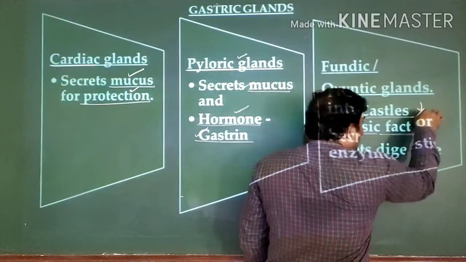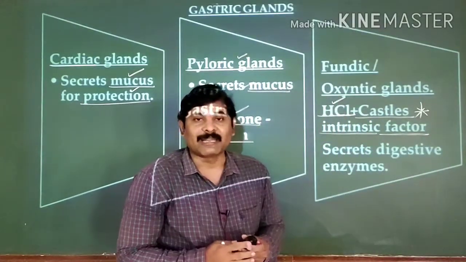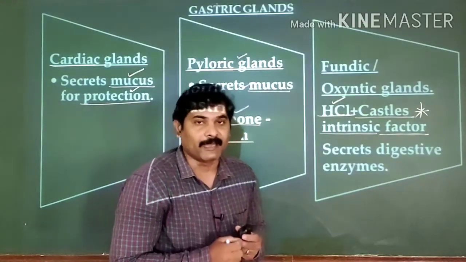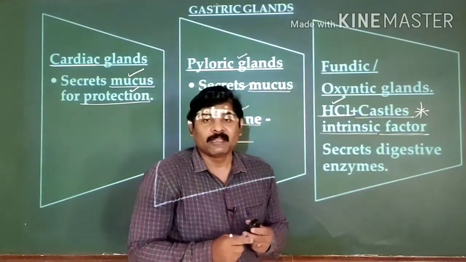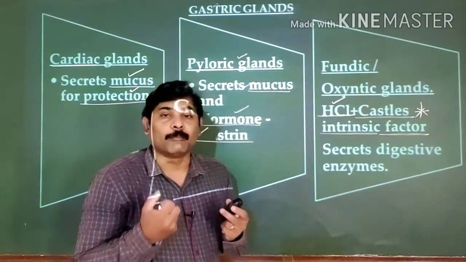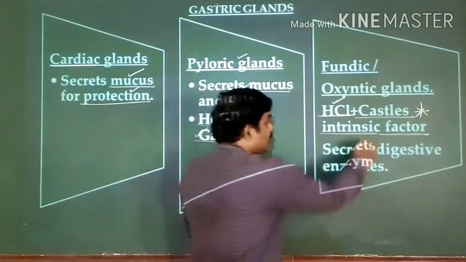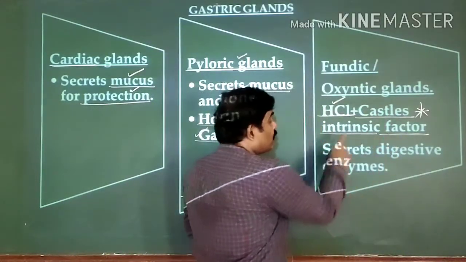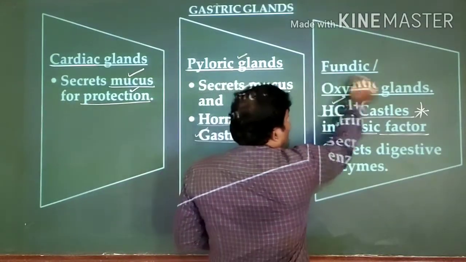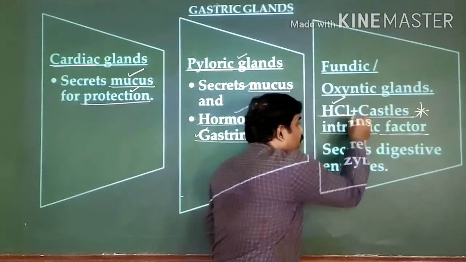It has a very important role in the absorption of a vitamin present in our diet. Vitamin B12 is an important vitamin present in our food, and it must get absorbed into your bloodstream after digestion. For that, the Castle's intrinsic factor, which is present in your gastric juice and secreted by your fundic glands or oxyntic glands, plays an important role.